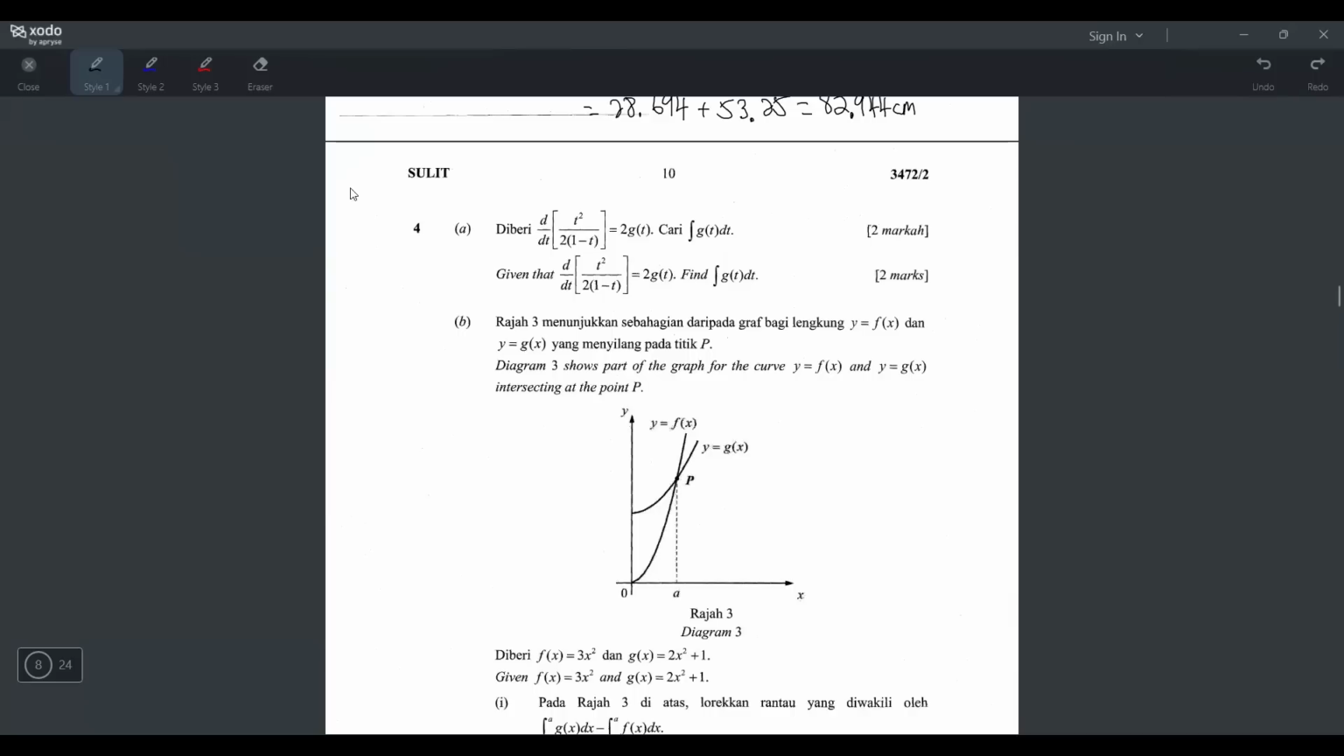So differentiate t squared over 2(1 minus t) equals 2g(t). It means the integral of 2g(t) dt equals t squared over 2(1 minus t). Okay, some students might get confused when I write this. So that's why when I explain to my students, I explain like this.